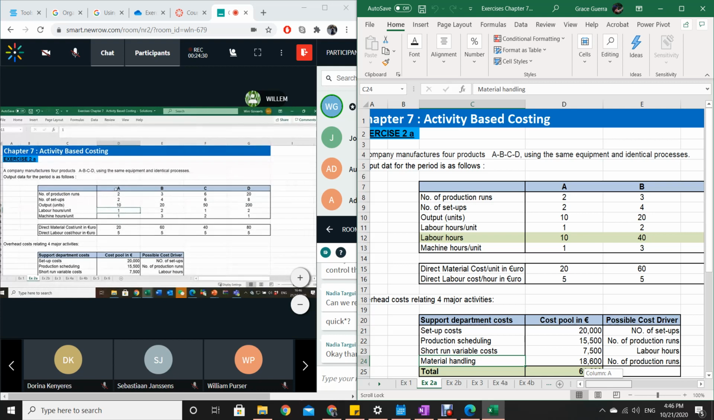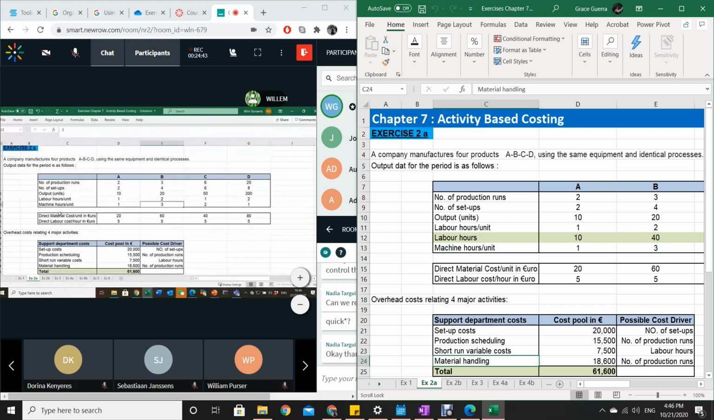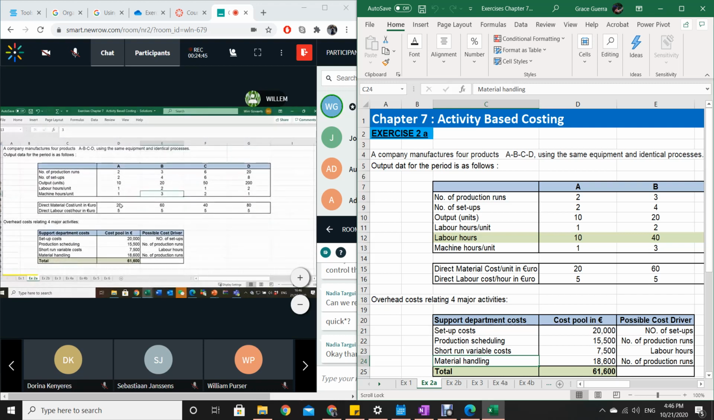For making this article, you need 1 hour. For making this article, you need 2 hours. And you have the machine hours: 1 hour for A, 3 hours for B. We have also the direct material cost. So this is at the end for calculating the full cost. We have also the direct labor cost per hour. This is not per unit, this is the cost per hour.